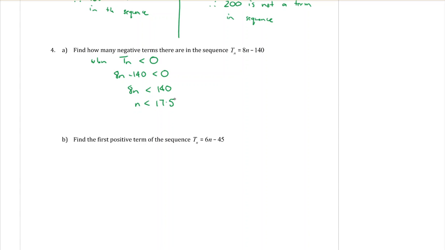But I want to know the very next number will make that, the next number bigger will make it positive. I want the one smaller than that, which will keep it negative. So the 17th term will still be negative. The 18th term will not be. Okay, does that make sense? So I'm going to say, therefore, there are 17 negative terms.